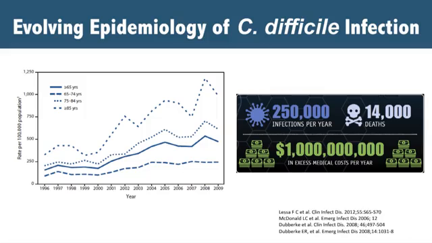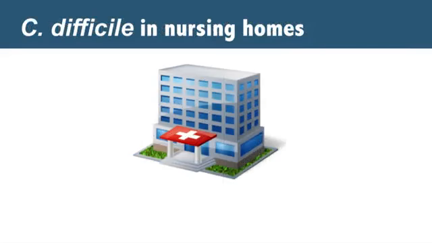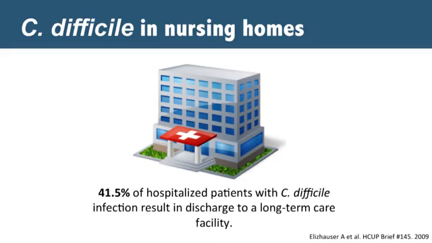CDC estimates that there are 250,000 infections and 14,000 deaths per year. Infections and deaths due to C. difficile have increased dramatically between 2000 and 2007, with approximately half of the infections and more than 90% of deaths occurring in people aged 65 and older. Patients in the hospital with C. difficile infection are more likely to be discharged to a long-term care facility. Recent data shows that 41.5% of patients hospitalized with C. difficile are discharged to long-term care facilities.